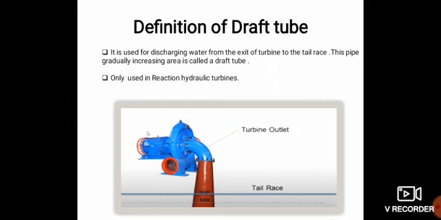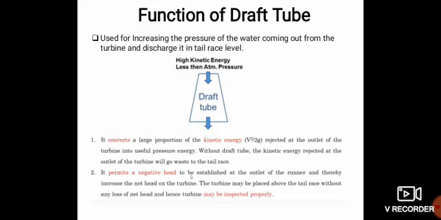So why does this area gradually increase? Because we have to increase the pressure head. Gradually we increase the pressure head and the water comes from the scroll casing to the tail race level. I already said this tube is used only in a reaction turbine. From this diagram you can understand, here the water is coming from the turbine outlet, and then it goes to the tail race level, the water surface.